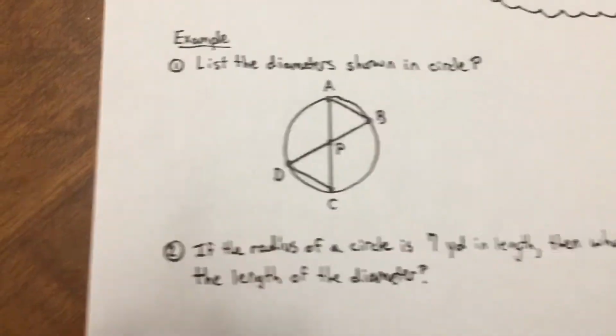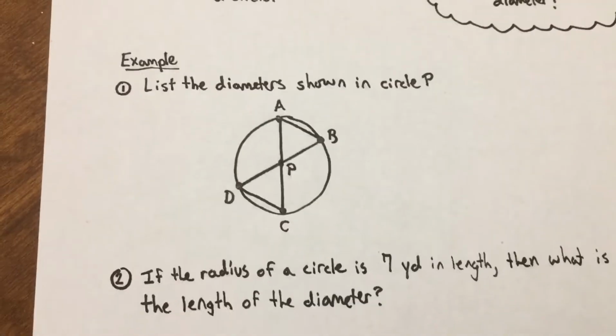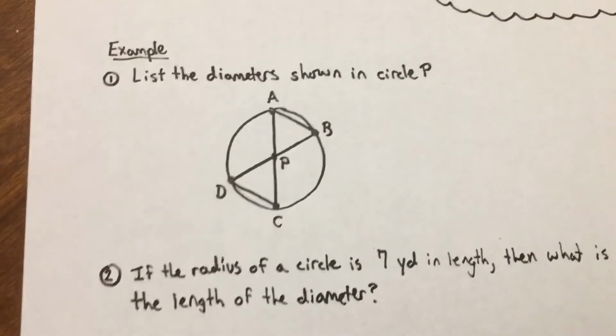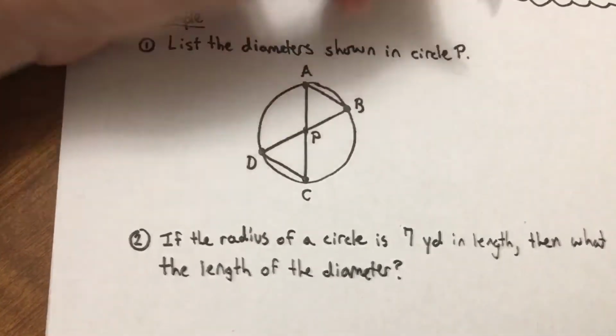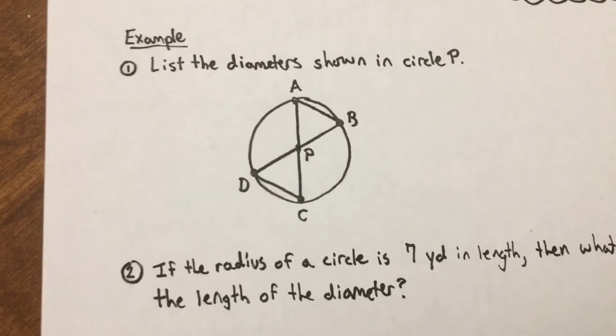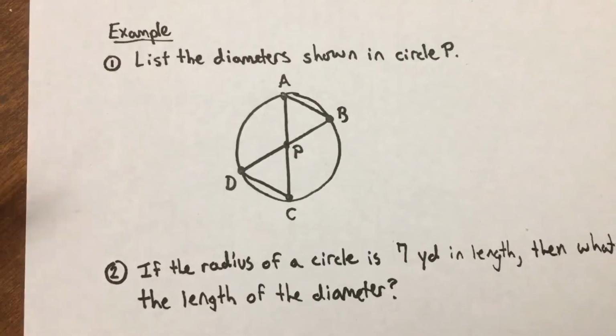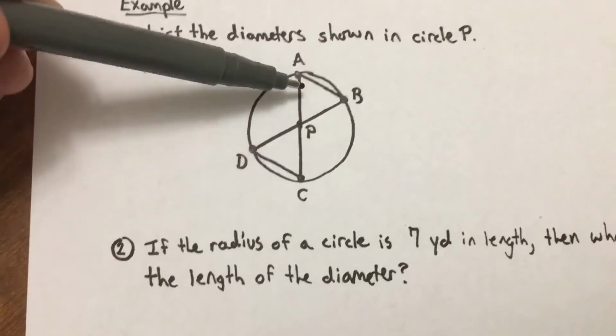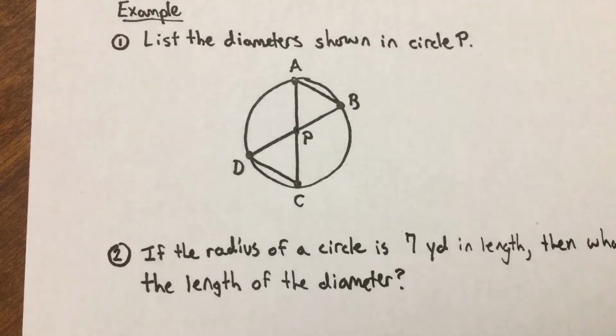Let's take a look at some examples down below. So for the first example, list the diameters shown in circle P. So if we look at our figure carefully, you probably notice that we've got two segments or two chords that pass through the center point right here.